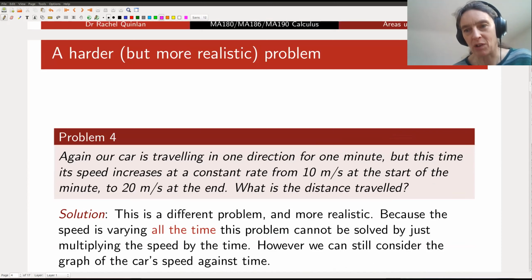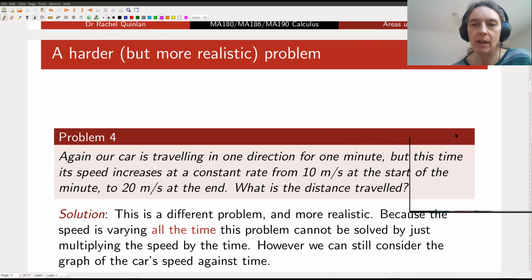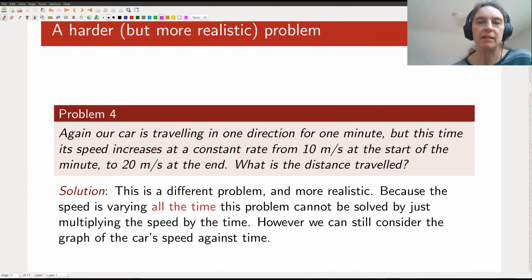Okay, here's the question we really want to talk about, a harder but more realistic one. So supposing that our car is again traveling for 1 minute, but this time its speed is increasing, not in discontinuous jumps, but at a constant rate from 10 meters per second at the start of the minute to 20 meters per second at the end of the minute. Okay, so the speed in this case is changing instantaneously, which is more in keeping with the principles that calculus can study, which are things that are continuously changing. It's also, of course, physically realistic in that this is something that could actually happen, that a car could have a steady acceleration from 10 meters per second at the start of a 1 minute period to 20 meters per second at the end of it. And the question is the same: what's the distance traveled in that situation?